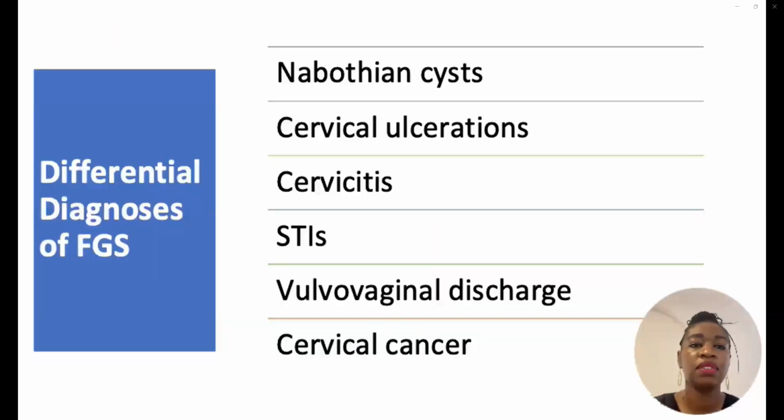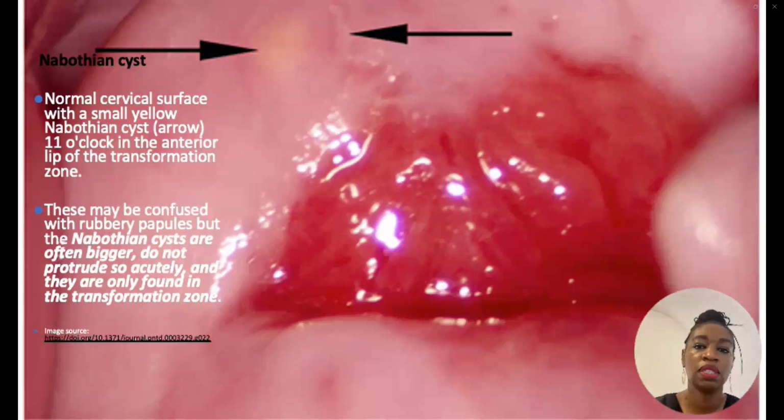Now, what are some of the differential features whenever you have any of these symptoms of FGS, the non-specific ones or the lesions themselves? So you can have Nabothian cysts, you can have cervical ulcerations, cervicitis, STIs, other causes of the vulvovaginal discharges, and cervical cancer. So how do you differentiate them? It would be good for you to be able to just see what they are, how they present, so that you're able to see how best to differentiate from what you know.